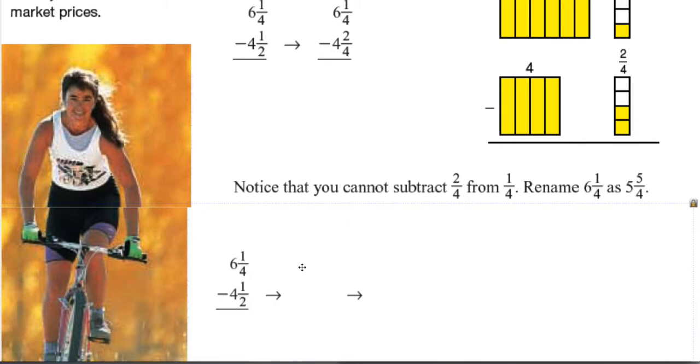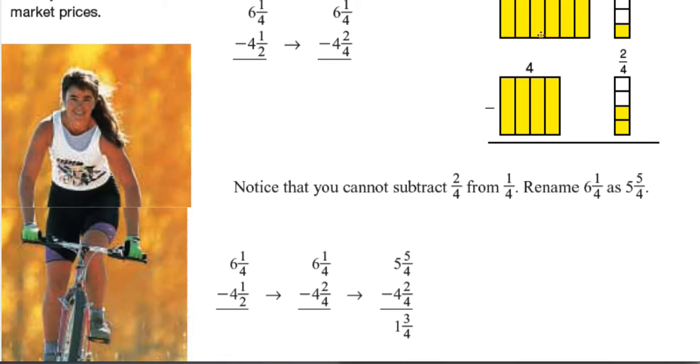So let's do that again. 6 1/4, 4 1/2. Rename 4 1/2 to become 4 2/4, and we will rename 6 1/4 to become 5 5/4. Now you can subtract 2/4 from 5/4. That becomes 3/4. 5 minus 4 equals 1. And this is very evident using a model.